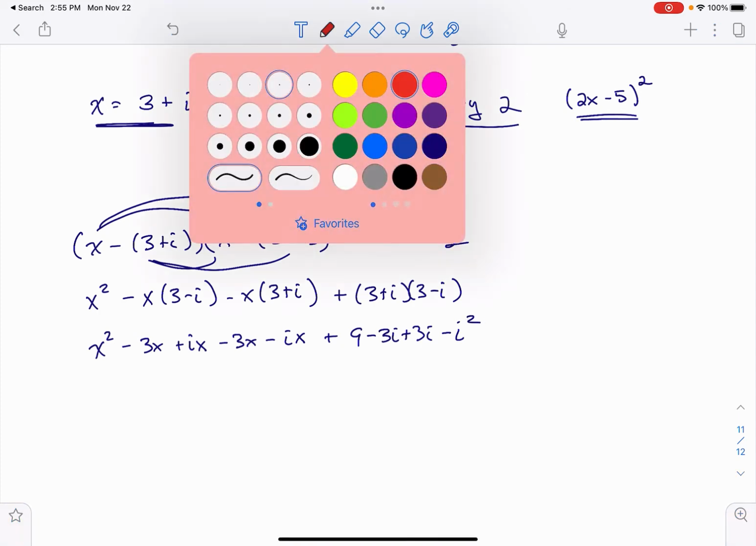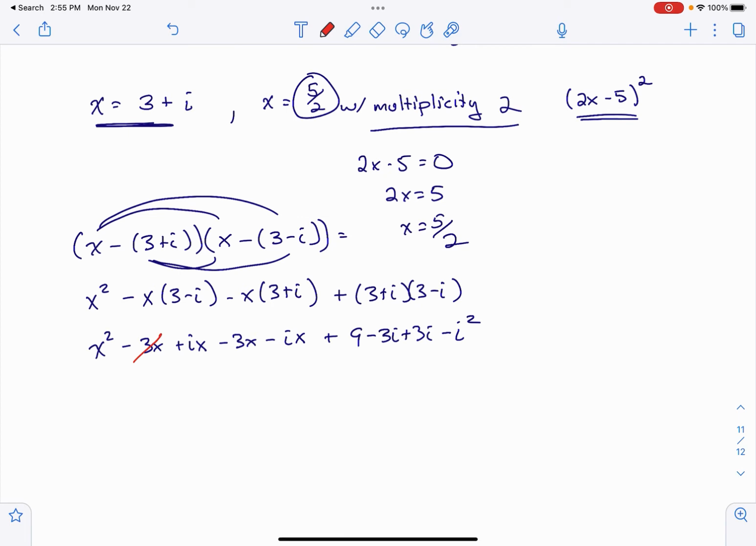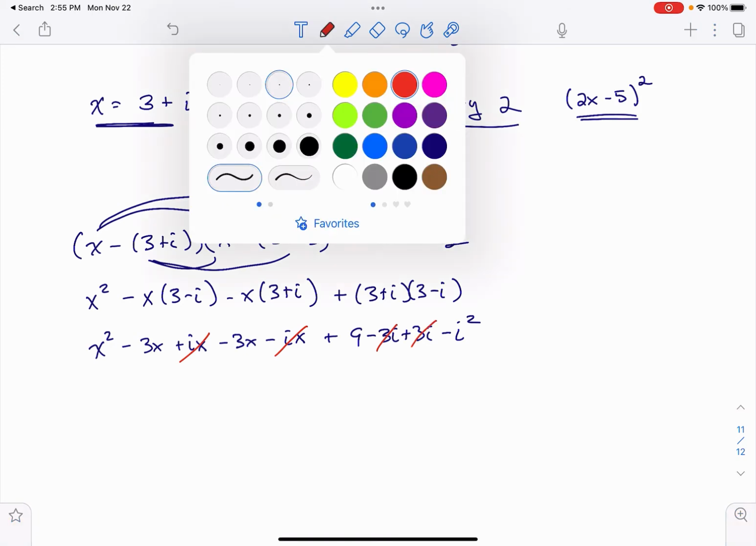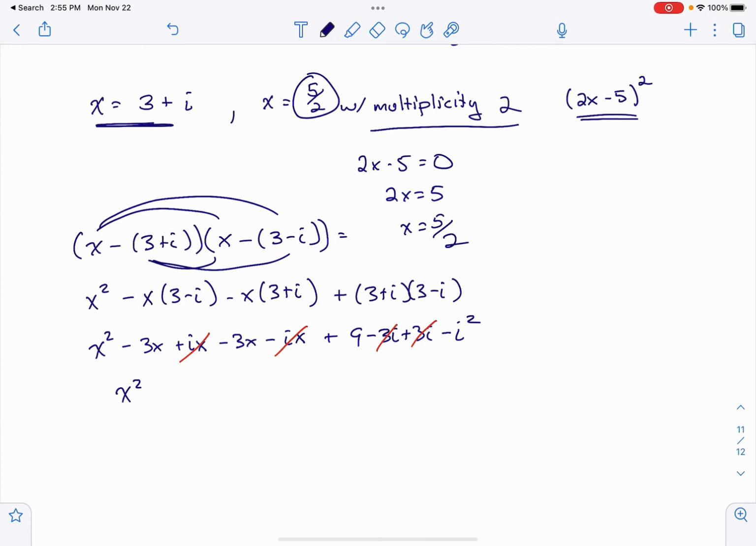Look what happens. We get a lot of things canceling out. The ix and the negative ix cancel, and the negative 3i and the positive 3i cancel. And what are we left with? We're left with x squared minus 6x plus 9, and then of course minus i squared means negative 1. So this is x squared minus 6x plus 10.